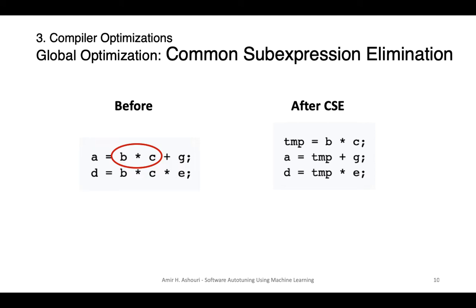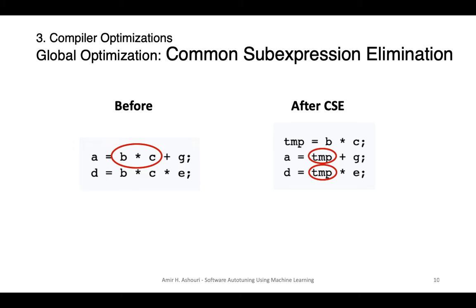First of all, the price of having a temporary variable must be smaller than the price you pay for the multiplication, which is the case most of the time. And also, B and C shouldn't be assigned after you computed the temp, right? We can gain this information by just running a control flow analysis. So now we can use temp every time we need to use B multiply C.